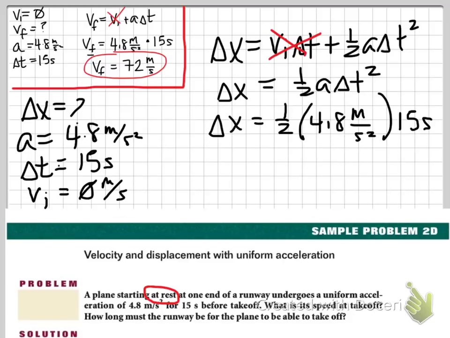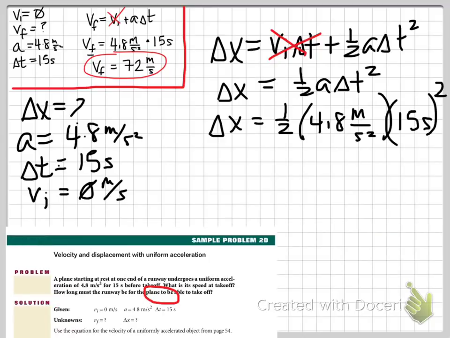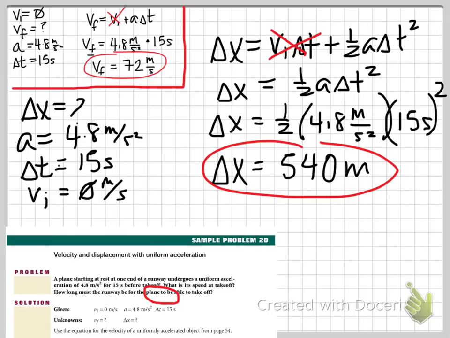Pretty cool. We plug in our numbers to see that delta x is equal to 1/2 times 4.8 times 15 seconds. We get a raw value if you don't forget to square your time. There's a great thing for the mistake game. Delta x equals 540 meters. Basically, you need a 1/2 kilometer long runway to get this plane off the ground. How many sig figs can we have? 2, and that's what we've got. So our answer for the second half of the problem is 540 meters.